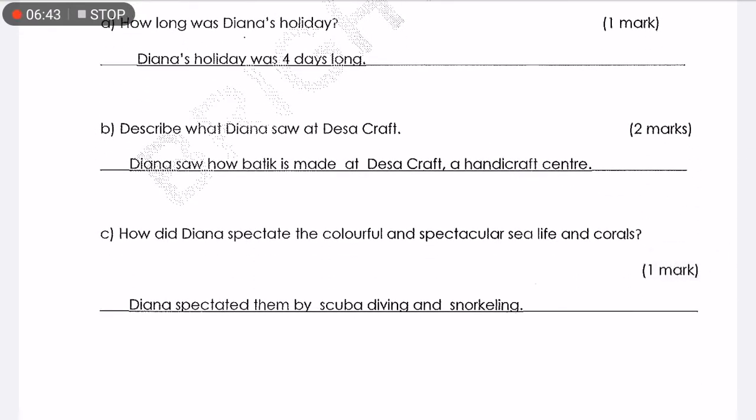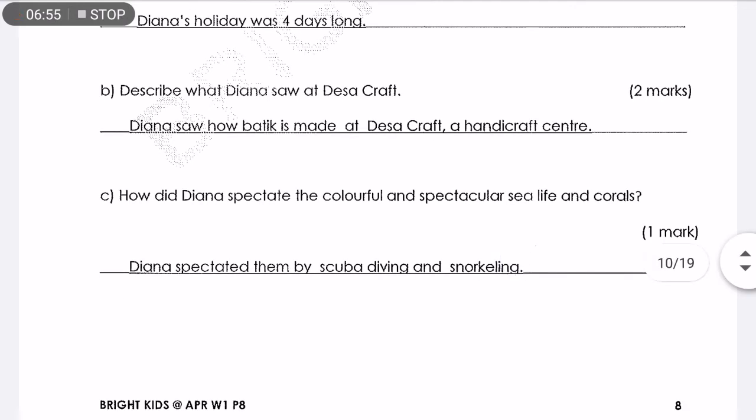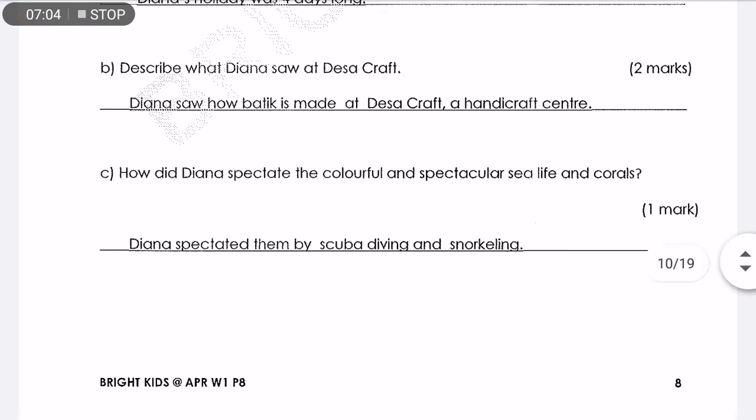Question C. How did Diana spectate the colorful and spectacular sea life and corals? Now, spectate. What does spectate mean? There are a few meanings to spectate. Okay, another word for spectate can be view, V-I-E-W, view, or observe. Another word is also saw or see. Okay, the colorful and spectacular. Another word for spectacular is amazing or wonderful. Okay, so Diana spectated them by scuba diving and snorkeling.